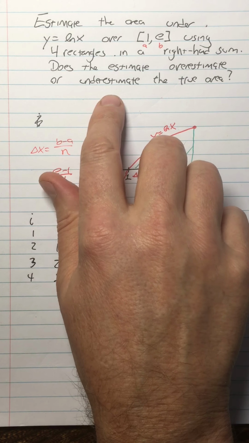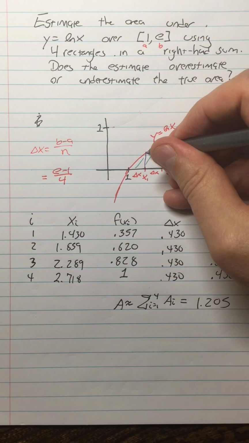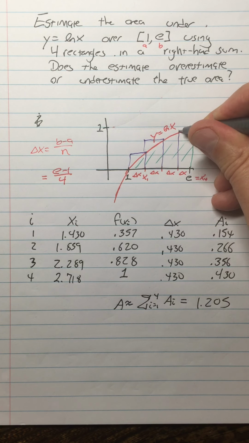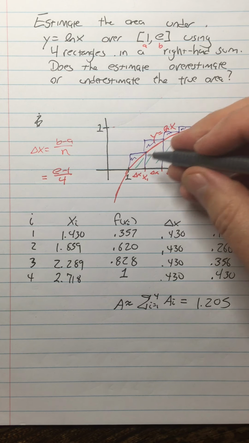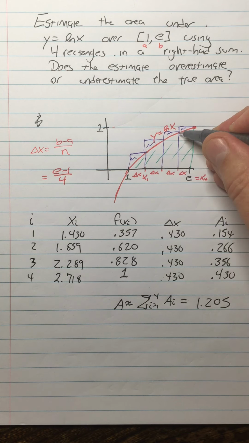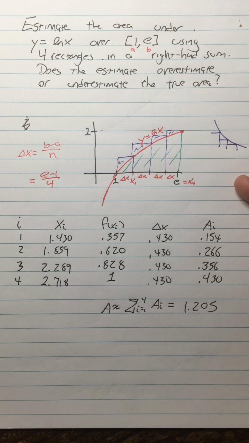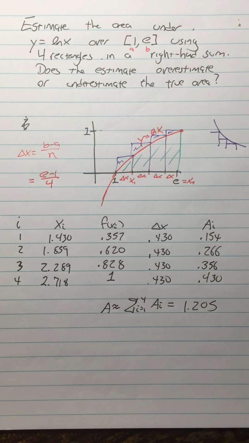Now, let's think about whether it's an overestimate or an underestimate. Because I'm using right-hand rectangles, they touch the function on the right-hand side. So that means that the areas of the rectangles are always going to be outside the function. But why does that happen? It happens because this function is increasing. If I had a function that was decreasing and I did right-hand intervals, I would get an underestimate. So because we're using a right-hand estimate on an increasing function, this is an overestimate.